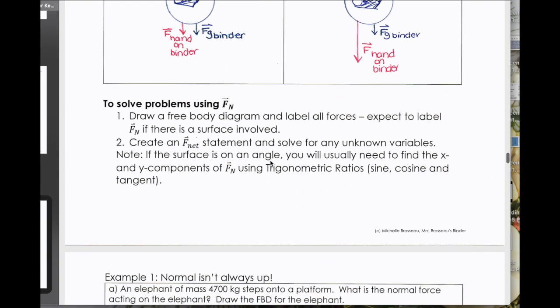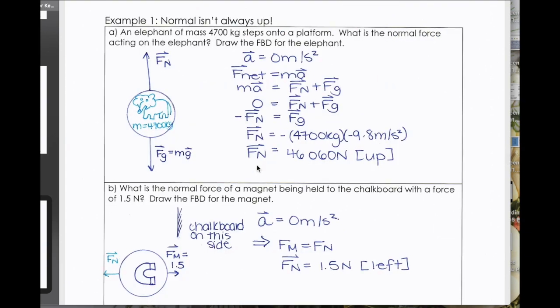Okay, if the surface is on an angle, you will usually need to find the x and y components of F of N, so you have to break down those components using the trigonometric ratios. So that's kind of like whenever we were breaking the forces down before. One key thing to note as well is that the normal force isn't always in the upward direction. It's just dependent on the surface that is non-moving.